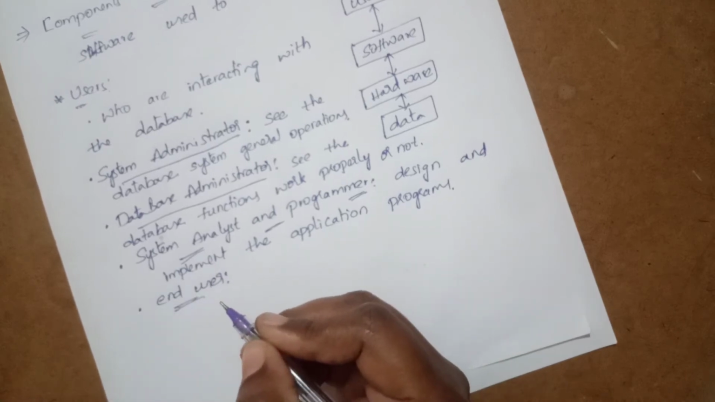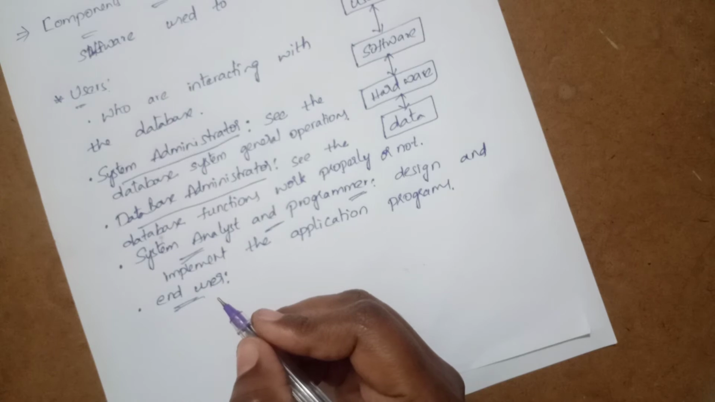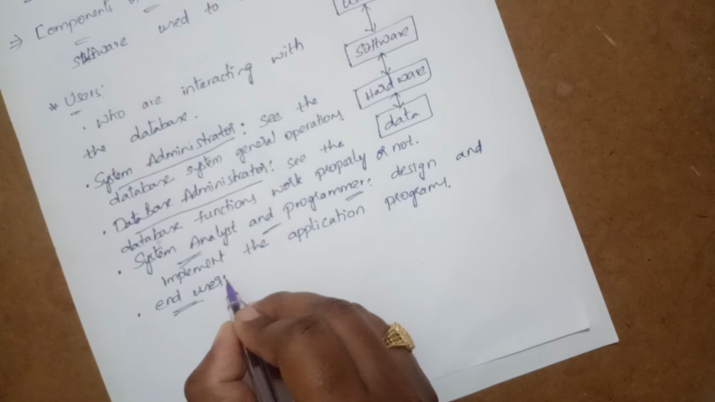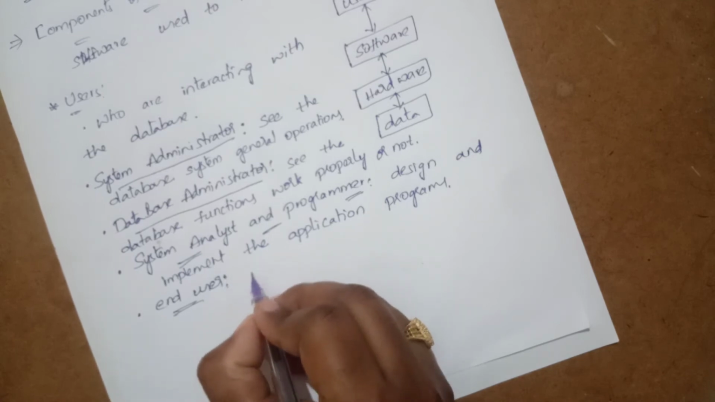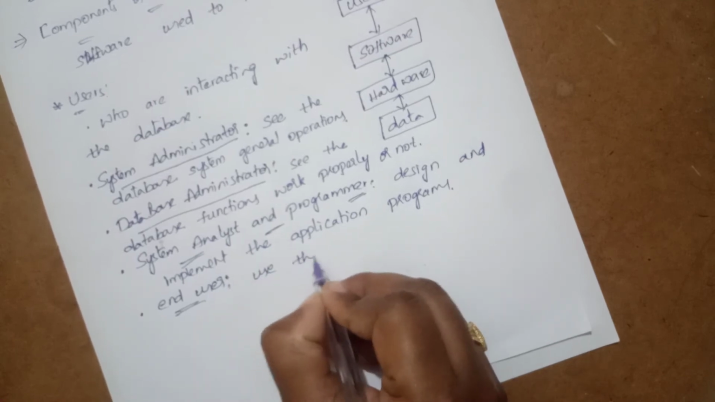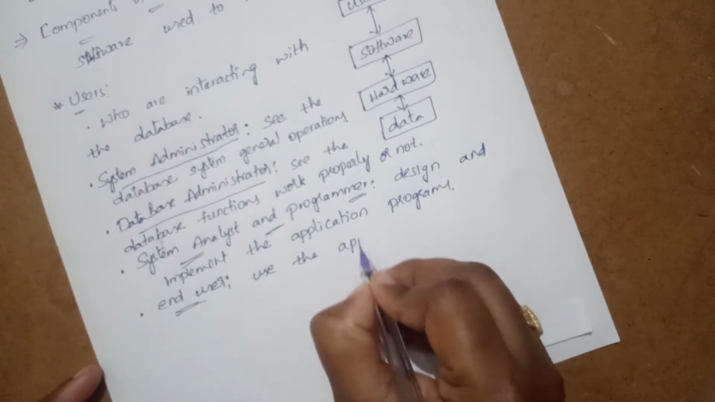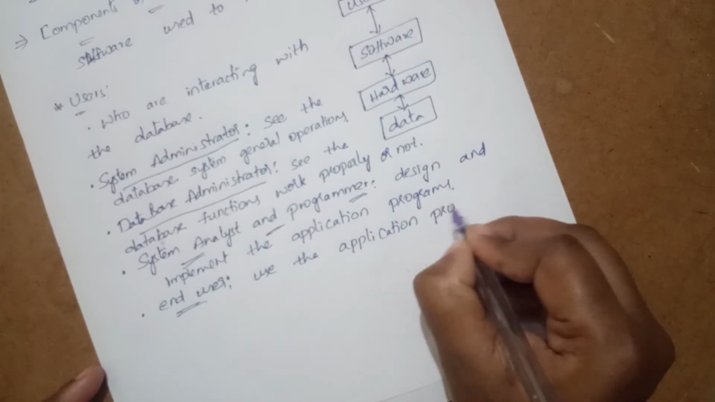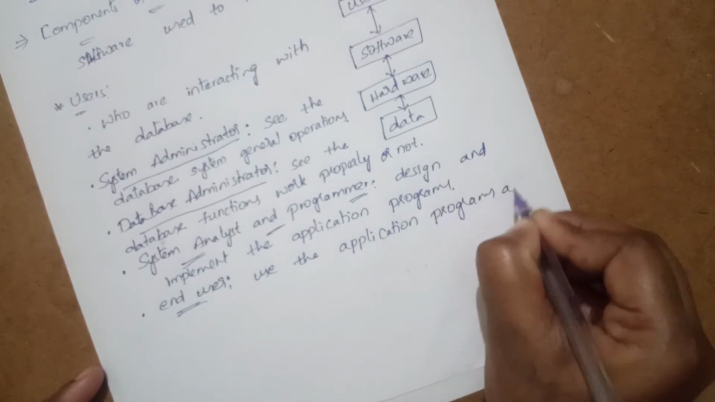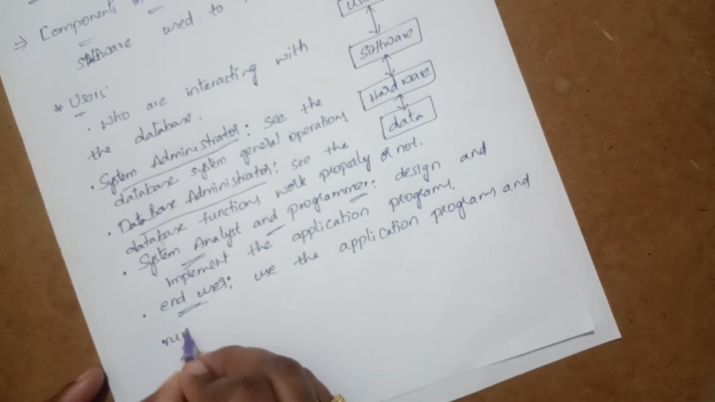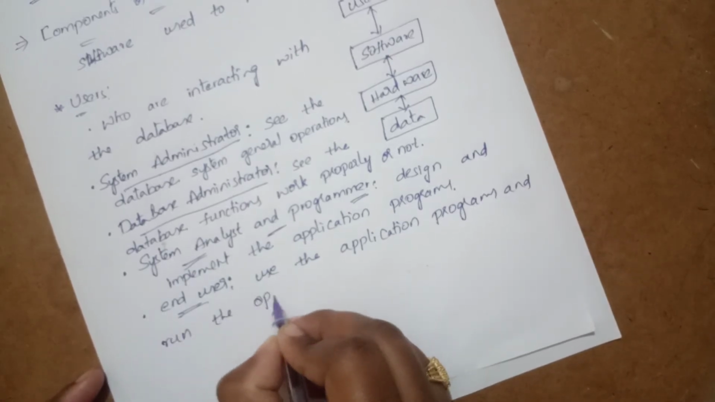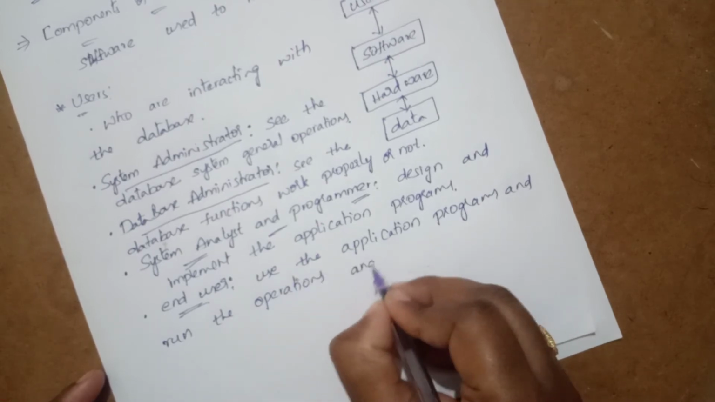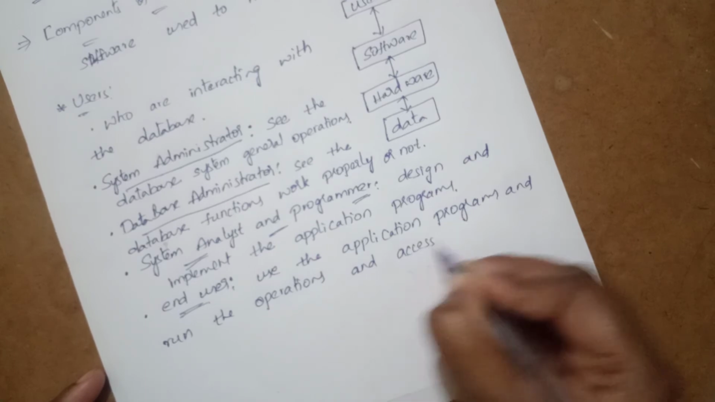And last one is end user. End users are the persons who use the application programs, run the operations and access the data.